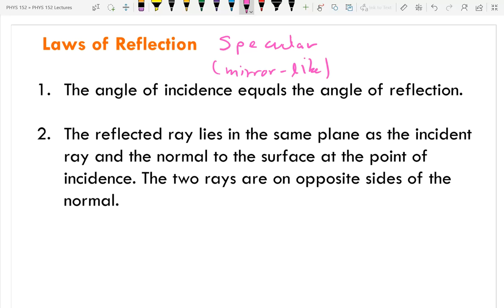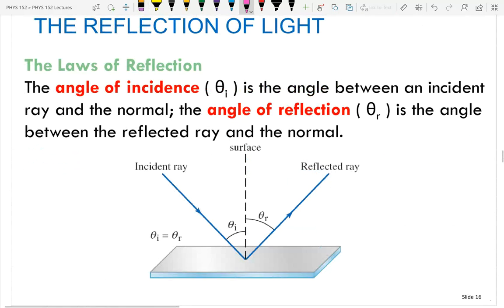angle of incidence and the angle of reflection both measured from the normal to the surface, and the reflected ray lies in the same plane as the incident ray. This is a correct statement that once you understand it makes perfect sense, but it's a little hard to really define it. What that's saying is that all three of the lines shown here, the surface dashed line, the reflected ray, and the incident ray are all in the same plane.